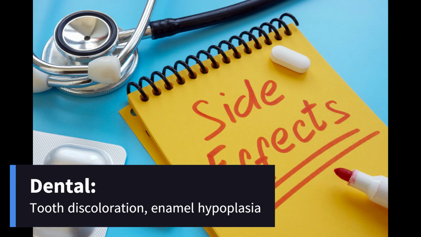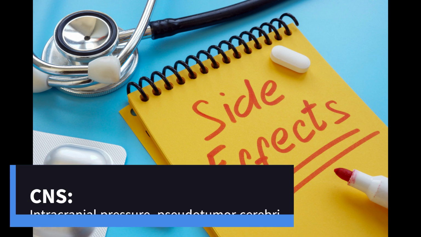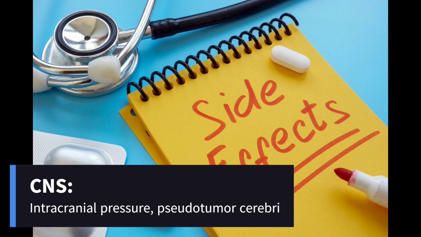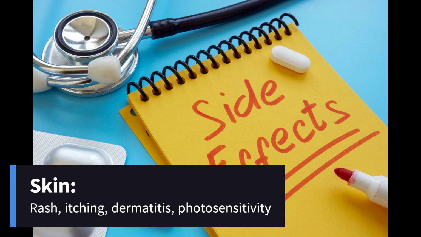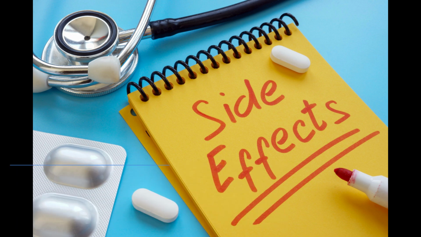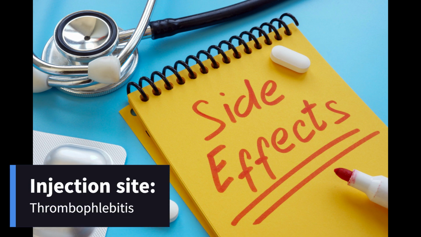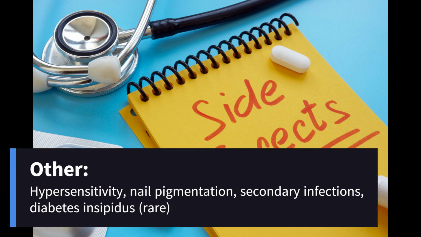Dental: permanent tooth discoloration and enamel hypoplasia, particularly in children. Central nervous system: elevated intracranial pressure, pseudotumor cerebri, bulging fontanelle in infants. Skin: photosensitivity, pruritus, exfoliative dermatitis, and other dermatologic reactions. Injection site: thrombophlebitis. Other: hypersensitivity reactions, secondary infections, pigmentation of nails, and, rarely, diabetes insipidus. Patients experiencing any of these adverse effects should consult their healthcare provider promptly.